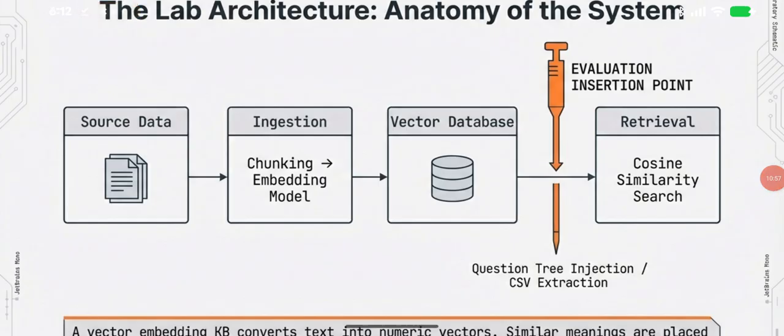Right. So let's understand at which stage we can apply this evaluation. Suppose some source data is there which is ingested into the embedding model, and the vector database is created. And now with the help of cosine similarity, you retrieve the data whenever a question is asked. It looks into the vector database and retrieves the answer and synthesizes it. So those answers which we get, we can compare with the expected answer and do the scoring.